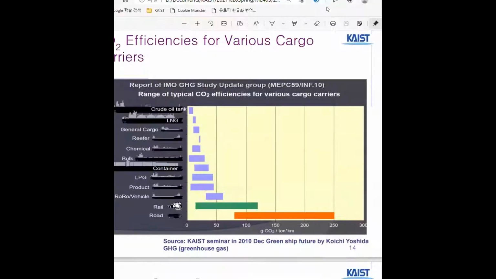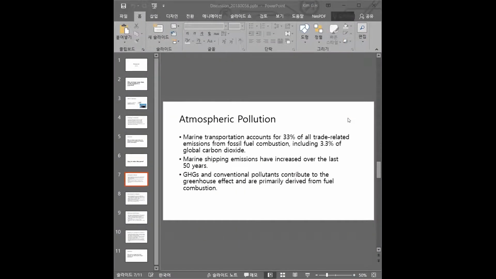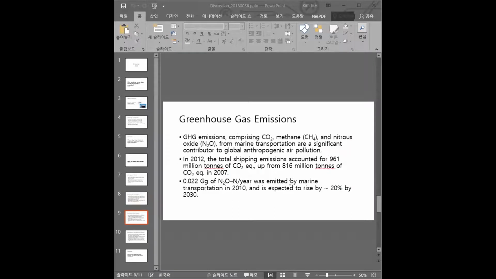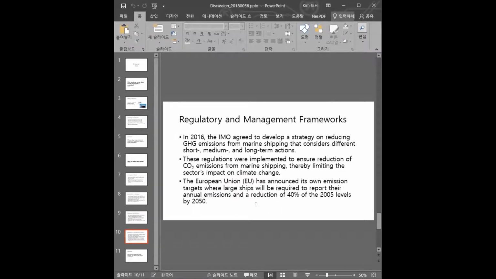green ship concepts. So I just want to talk more about that idea, and I searched about the problem of ships in pollution. They say there is some atmospheric pollution, such as greenhouse gases and conventional pollutants. Conventional pollutants include sulfur oxide and nitrogen oxide. The greenhouse emissions are CO2 and methane, and people, such as the European Union, want to regulate CO2 emissions by 40% by 2050.